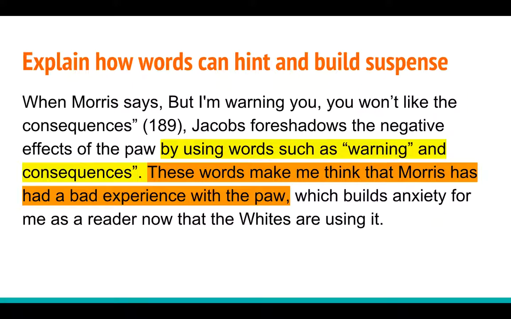Okay, so I'm picking out words, warning, consequences, and I'm saying what these words make me feel like. This is my own interpretation. It's new information that I'm giving my reader. All right, so these words make me think that Morris has had a bad experience with the paw, which builds anxiety for me as a reader now that the Whites are using it.